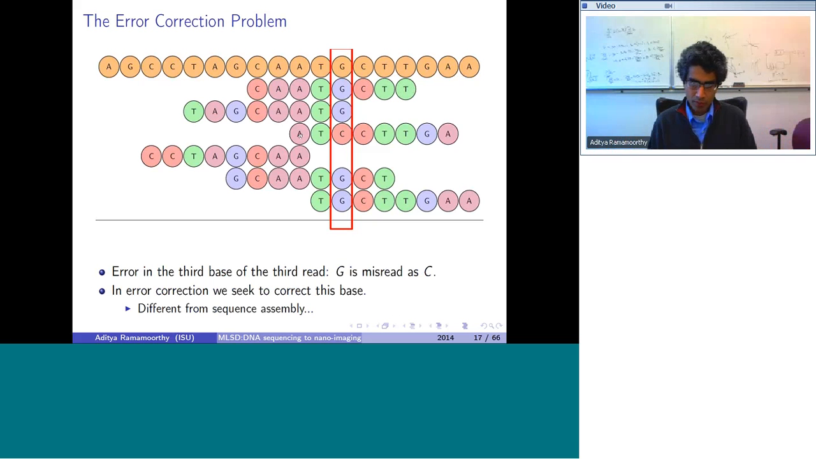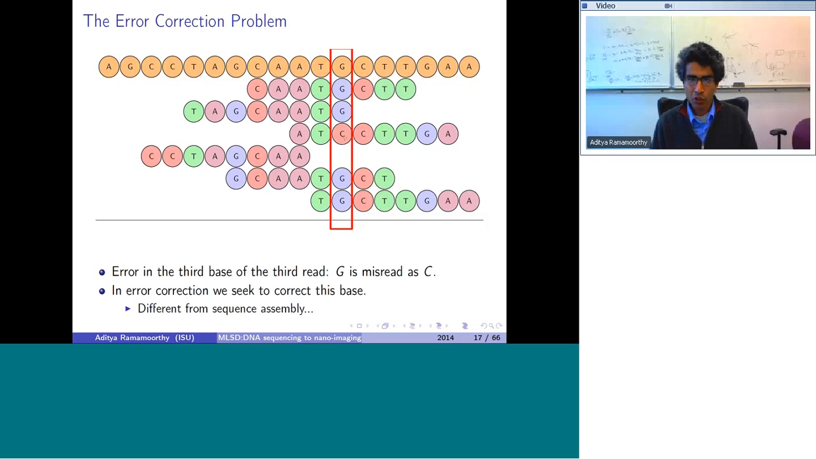So the problem is that the third base on this read is miscalled. Instead of calling it a G, it's called a C. Okay, and the objective of error correction is to be able to look at your reads and actually correct them. So in this case, I would call this a success if I was able to correct this particular base back to a G.